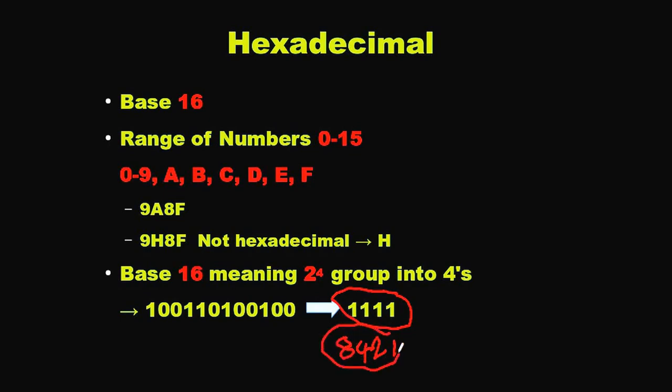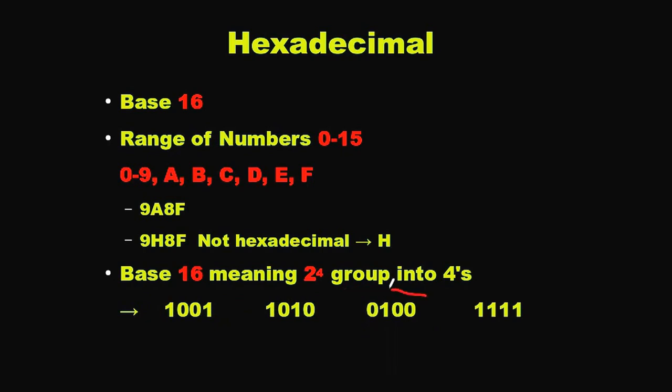If we count those, what's that? 1, 1, 1, 1 is 15. All of them are 1s, is 15, representing the F. Now if I take those 4, what is it going to be? 1, 2, 4, and 8. And what do I have? I only have the 4, so this equals 4.